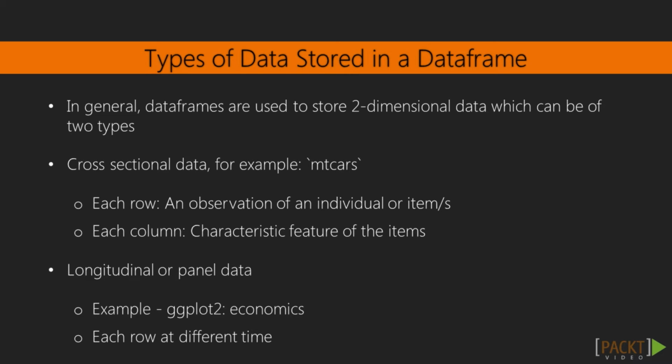In general, data frames are used to store two-dimensional data, which can be of two types: cross-sectional data and longitudinal or panel data. Cross-sectional data is a snapshot at one point in time, where each row of the data can represent an observation of an individual or an item, and each column represents a characteristic feature of the item. A good example would be the matrices dataset, which we will be using later. Longitudinal or panel data is data collected over time, where each row represents data at one point in time. A good example would be the economics dataset from the ggplot2 package.